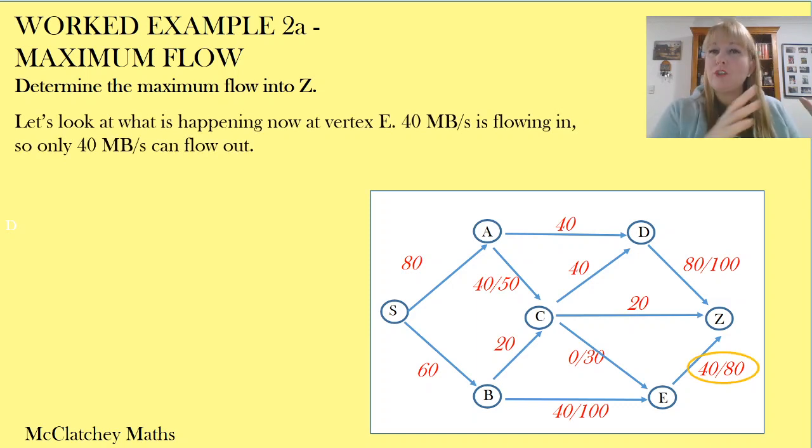So you're basically tracking from the left-hand side of the network at all those decision points right through the network and assessing at each different vertex what's coming in and therefore what can go out. And then as you make each decision, you move your way along the network. So now we're almost at our sink at Z. So we're looking at what's coming in. We've got 40 coming into E from B. So that means only 40 can flow out.